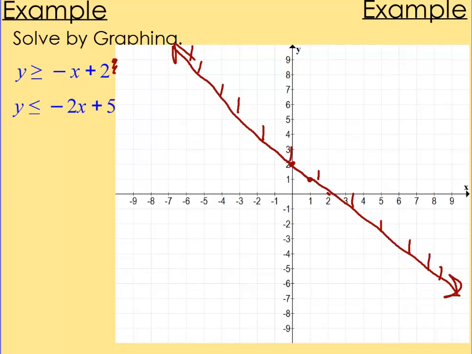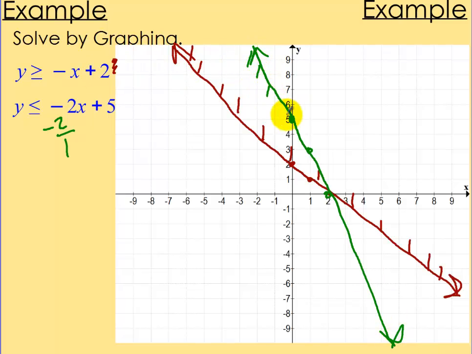And it's negative 2x plus 5, so I'll do plus 5 right here, and minus 2, that's negative 2 over 1, so down 2 over 1, down 2 over 1. Okay, so I'm going to draw my perfectly straight line, and it's solid because of the or equals to, and it's going down this way. Perfect. And it's less than, so I shade below this line.